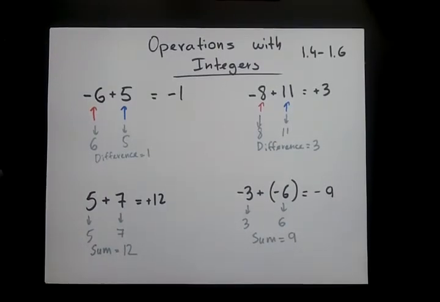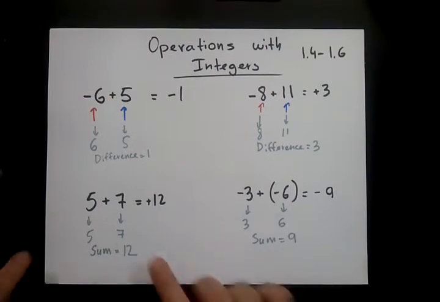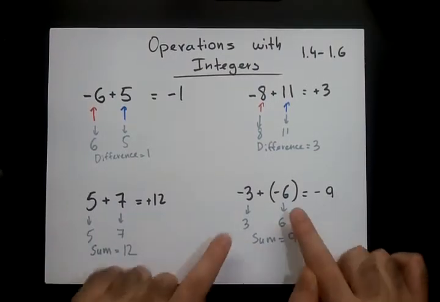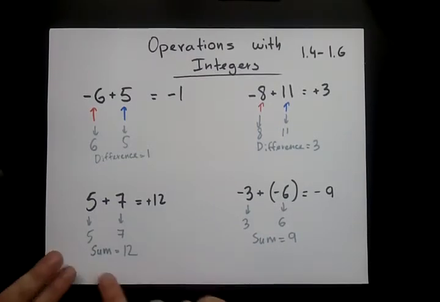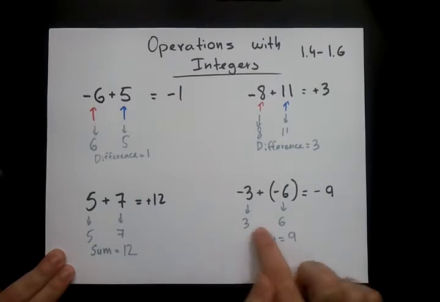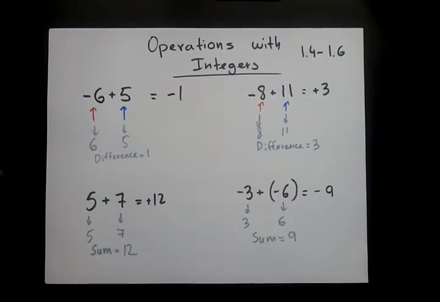If they have the same signs, you use whatever sign for the answer that the two integers come with. They're both positive, positive answer. They're both negative, negative answer. And then you take the sum of the two absolute values, the sum of 5 and 7, the sum of 3 and 6, and that is your answer.